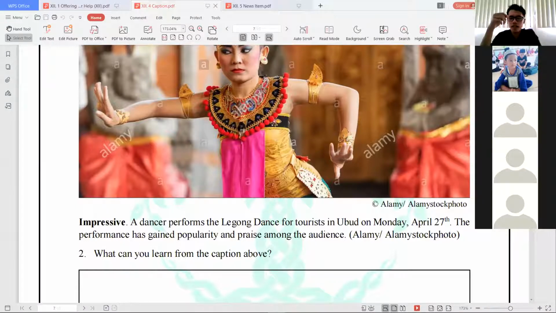That is the minimum requirement. And then also the writer gives more information. The performance has gained popularity and praise among the audience. So the audience really liked the dance. Alami is the one who took the picture, and Alami stock photo is where it was first released.